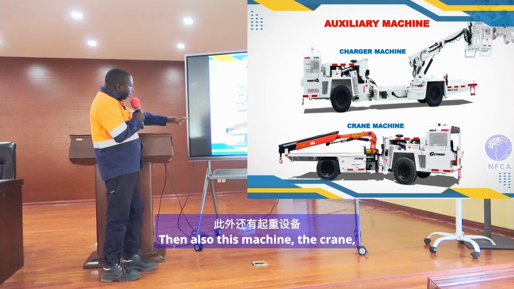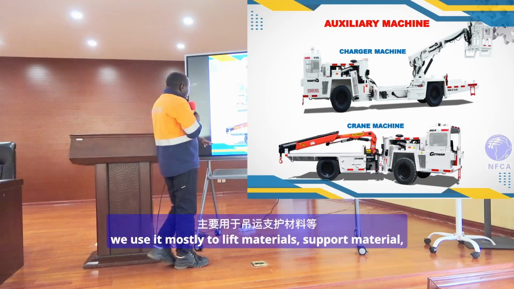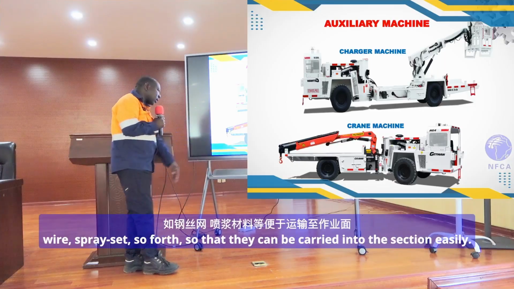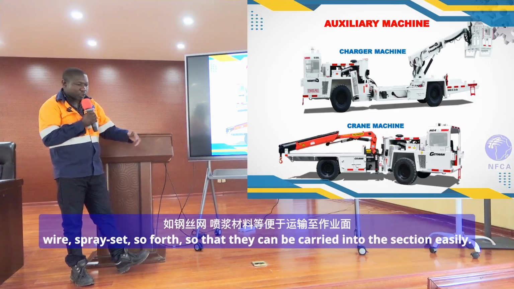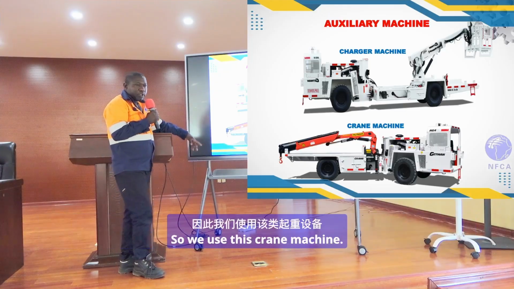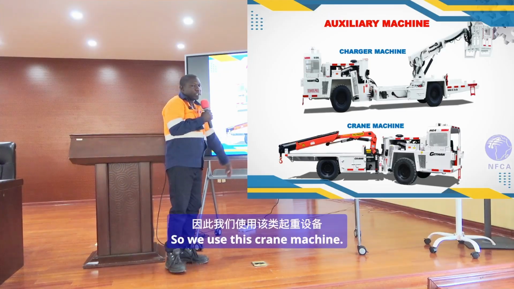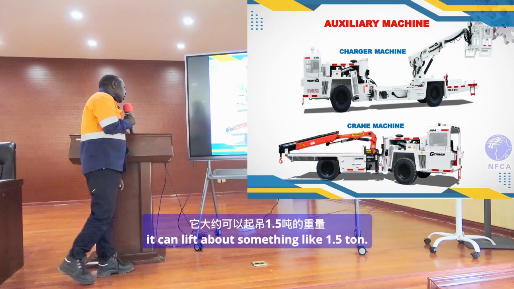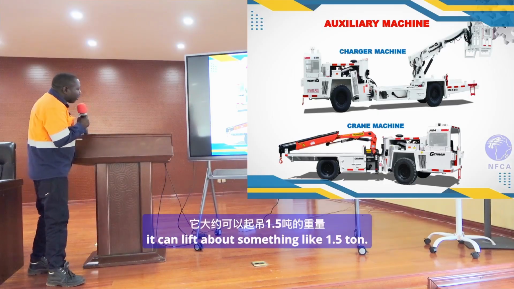Then we also have this machine, the crane. We use it mostly to lift materials, support material, wire mesh, split sets, and so forth, so that they can be carried into the section easily. So we use this crane machine. When the boom is extended, it can lift about something like 1.5 ton.